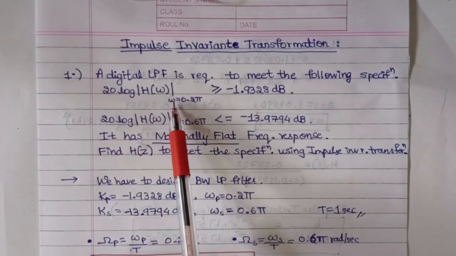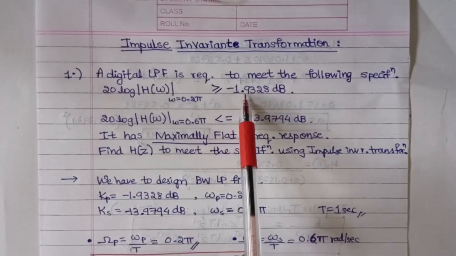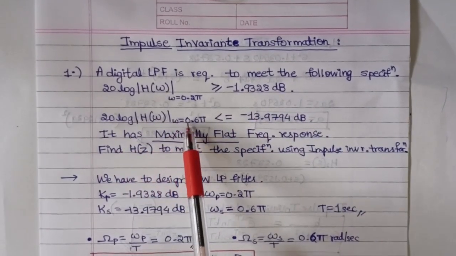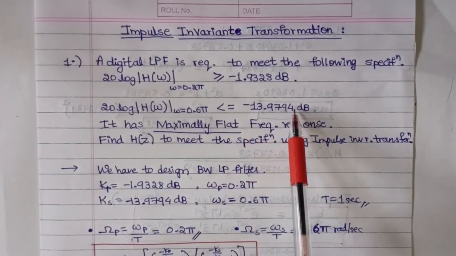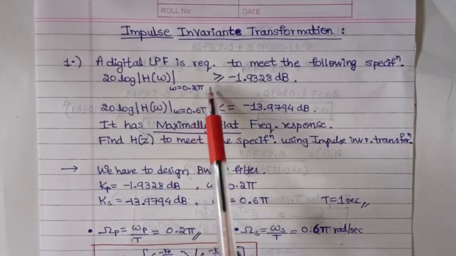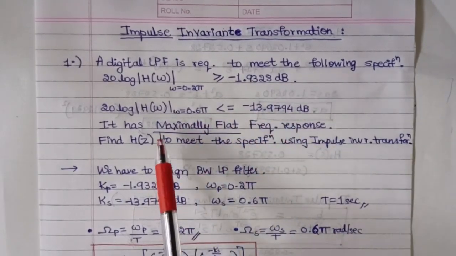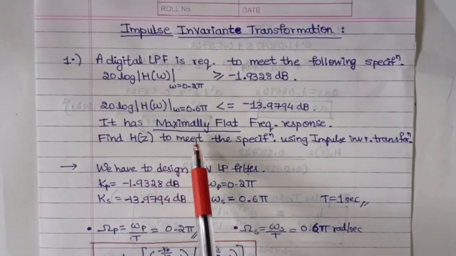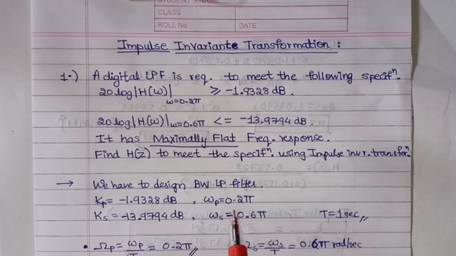20 log |H(jω)| at ω = 0.2π is greater than -1.9328 dB. 20 log |H(ω)| at ω = 0.6π is less than -13.9794 dB. This is Kp and ωp, Ks and ωs. It has a maximally flat frequency response. Find H(z) to meet the specification using impulse invariant transformation.